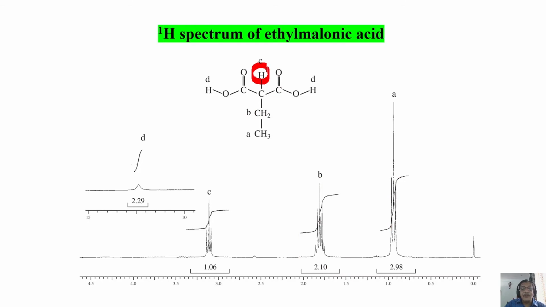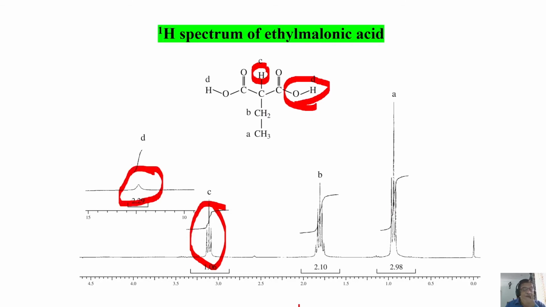What is this? This is coupled to this. It has to be a triplet. See? The only thing which is left over is OH. Remember, I told you in the previous spectrum that normally OH protons are broad. Why it is broad, we will explain later when we come to relaxation, etc. It is a broad signal we are going to get.